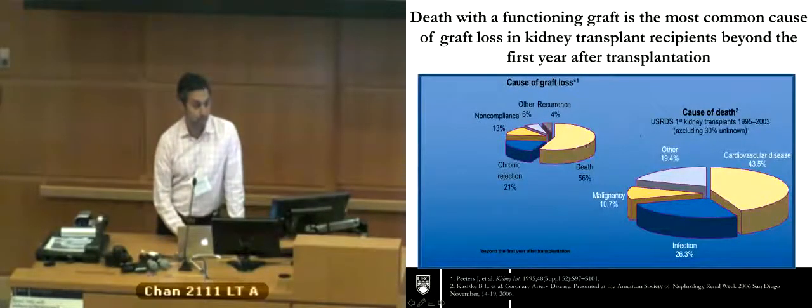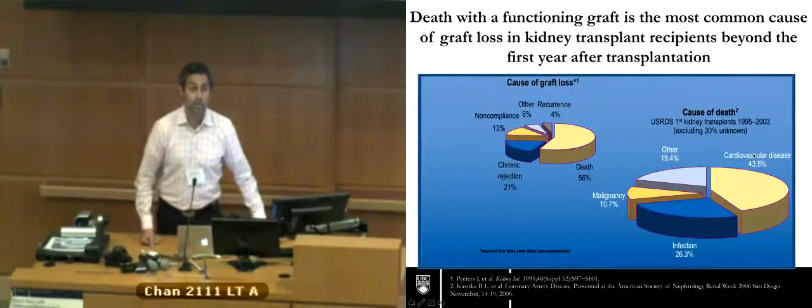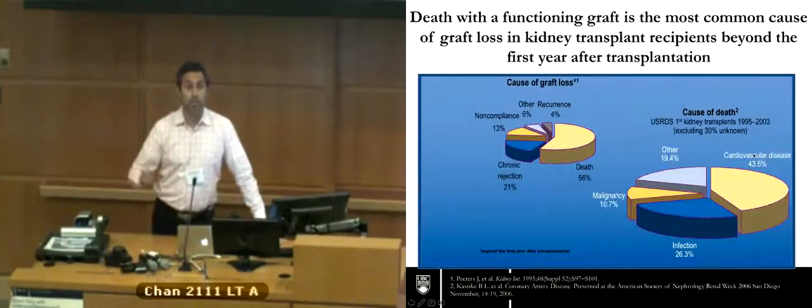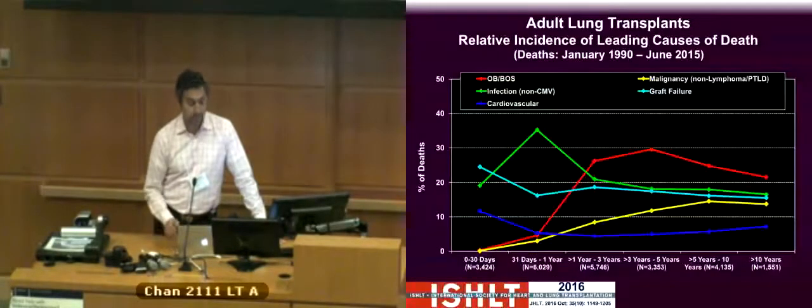And then when we look at this yellow slice of pie, which is a big slice of pie here, we break it down to, well, why are people dying prematurely? What we can see is that cardiovascular disease causes about 40% of deaths in patients who die before their graft fails. Other causes include infections and malignancies. And so I think this highlights, once again, the importance of cardiovascular disease in longer-term outcomes of kidney transplants.